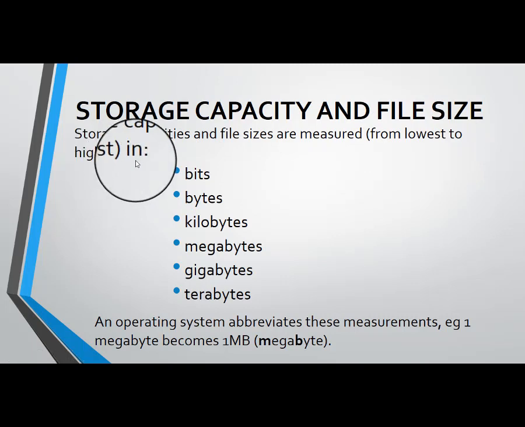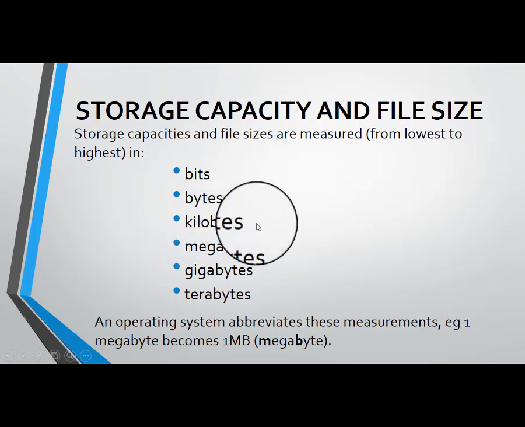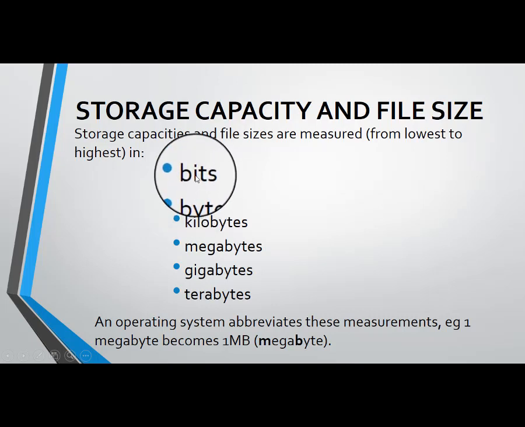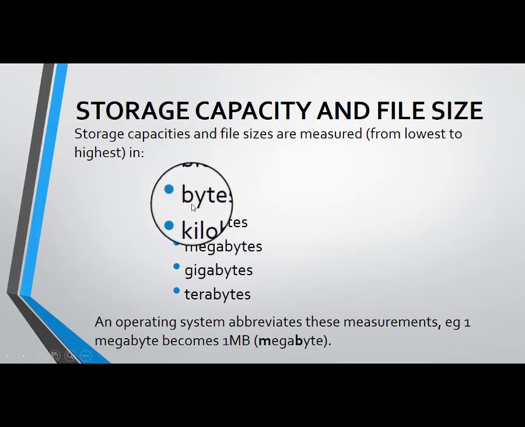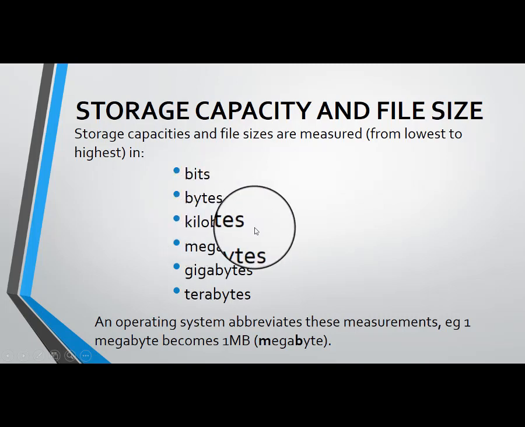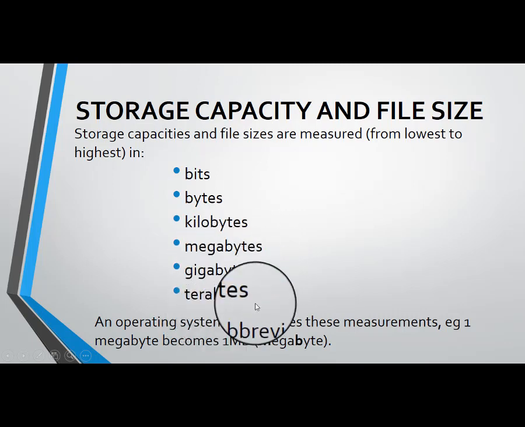So, storage capacity, the lowest measurement, is measured in bits, then the bytes, then the kilobytes, then the megabytes, then the gigabytes, and the last one is the terabytes. So the bit is the smallest measurement of data capacity. Then after the bits, we have the bytes. After the bytes, we have the kilobytes, then the megabytes, then the gigabytes, and the terabytes.